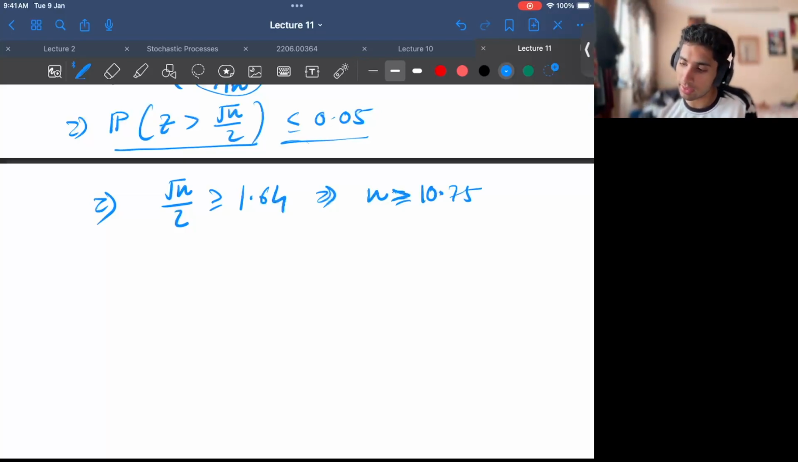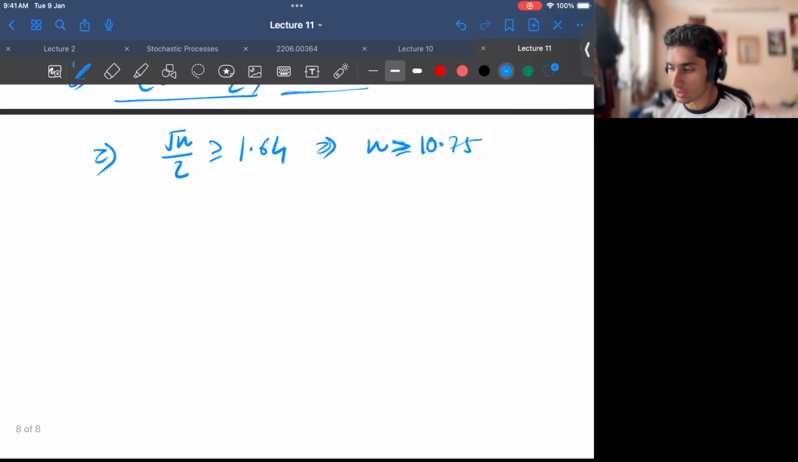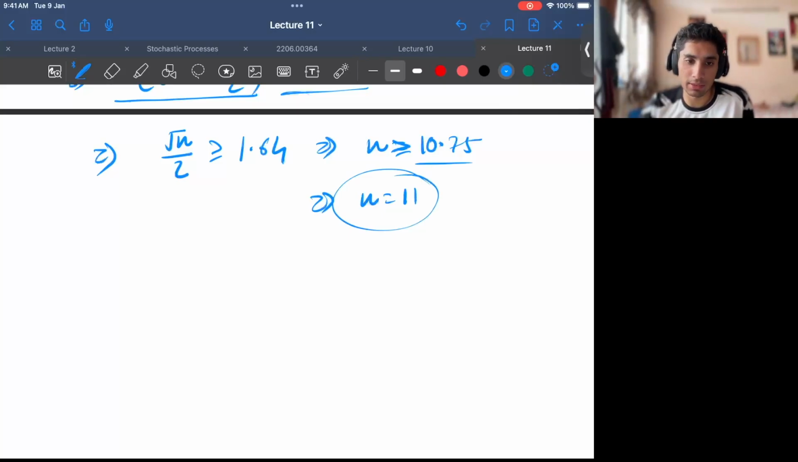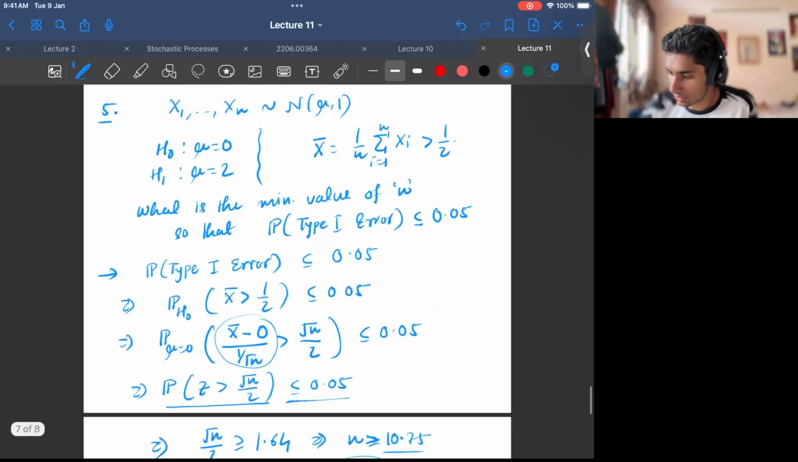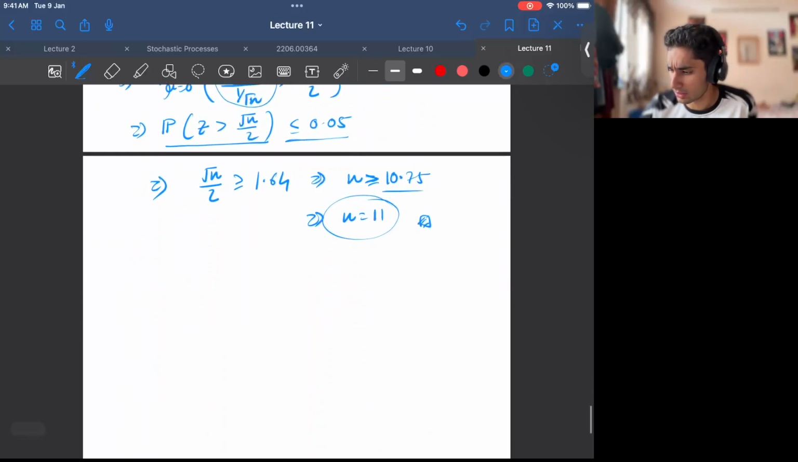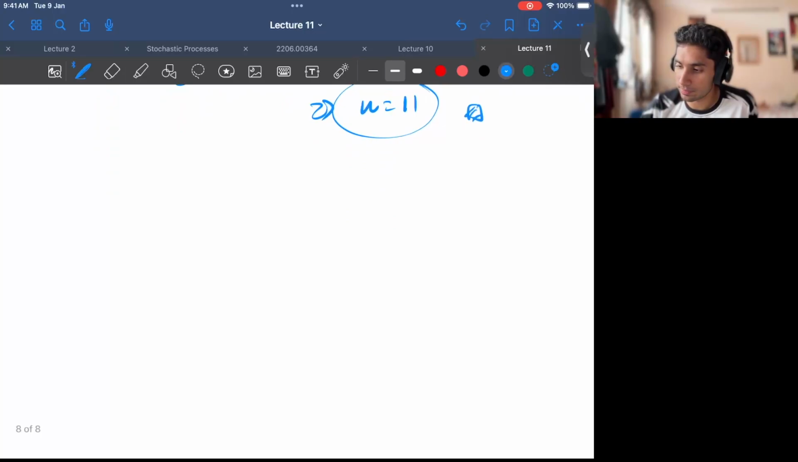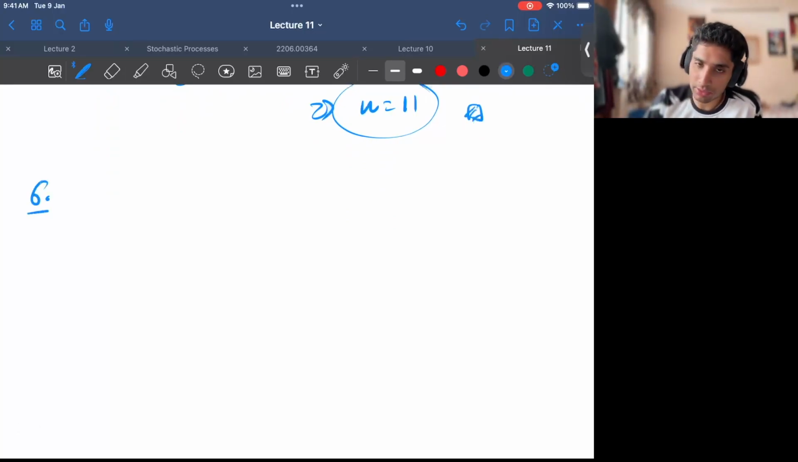So n has to be greater than 10.75, now 10.75 is a decimal, right? It's a fraction. Number of samples cannot be a fraction. So what is the closest natural number greater than 10.75? This means that n has to be equal to 11. It's 11. So I thought that this is an interesting question to solve. So yeah, this was one question. Then let's solve the last question on Neyman-Pearson, right?